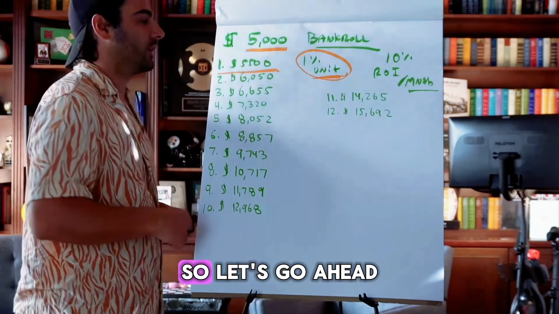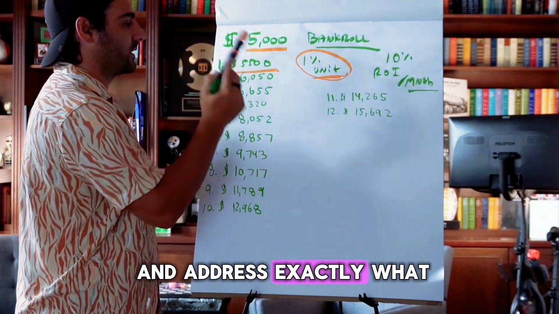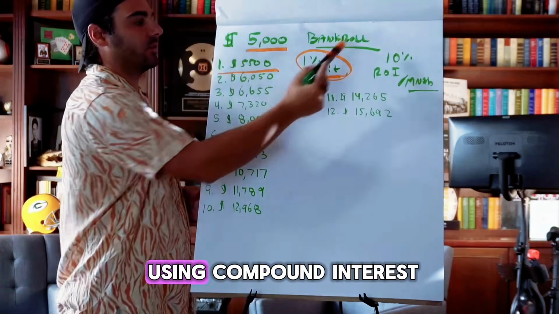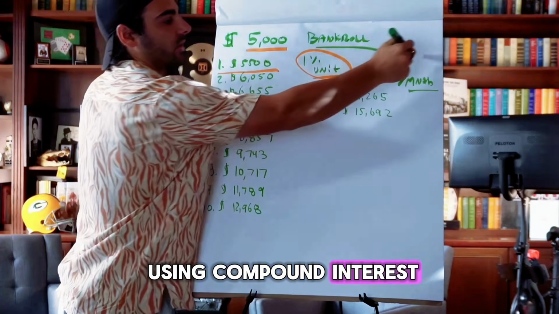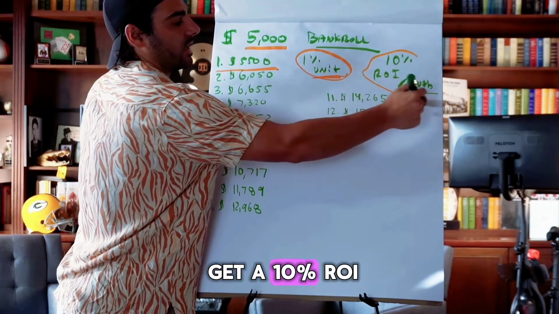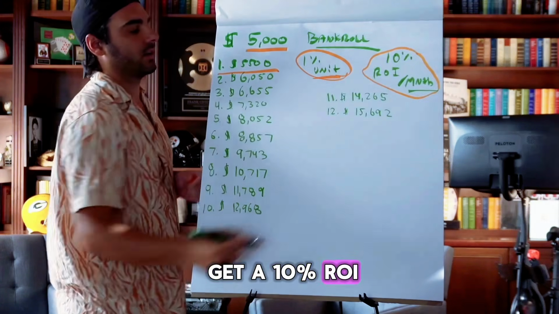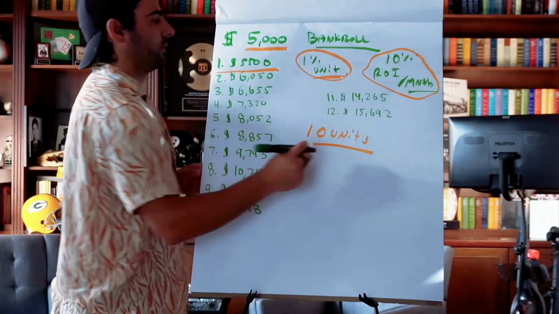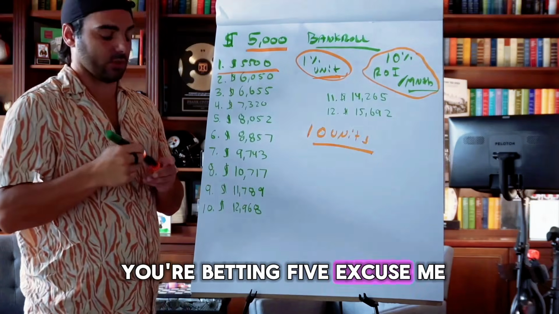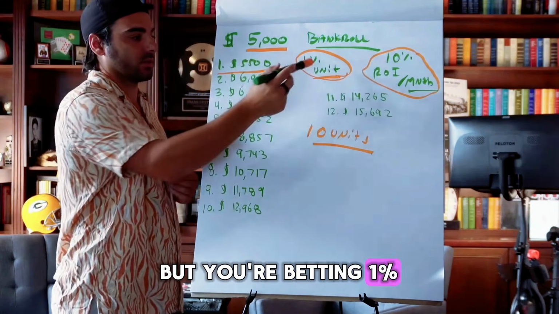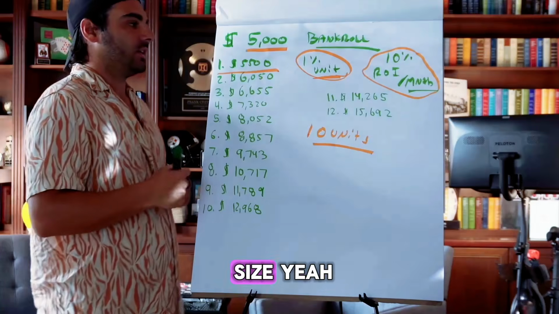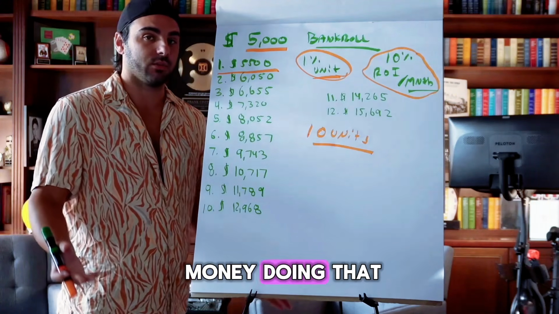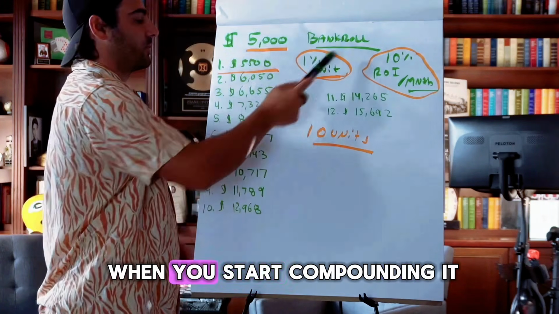okay? So let's go ahead and address exactly what it looks like when you take your $5,000 bankroll and you compound it using compound interest, and we're expected to get a 10% ROI each month, which equals out to be 10 units. All right, so now when your bankroll is 5,000, but you're betting 1%, that's a $50 unit size. Yeah, okay, some people think maybe 50 bucks is not a lot. Like, I'm not going to make a lot of money doing that. But let's go ahead and see what happens when you start compounding it.